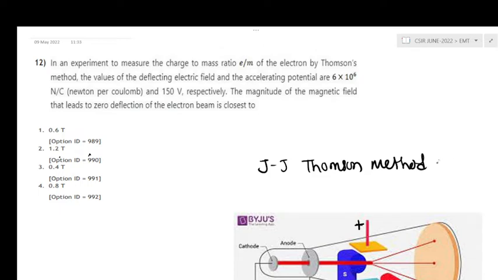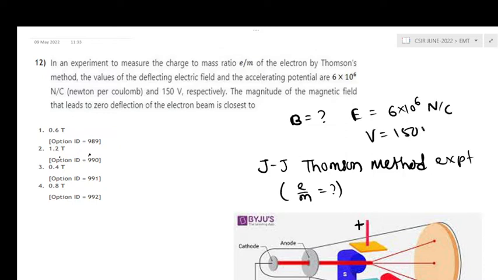J.J. Thomson method experiment gives us the e by m ratio. But here our question is we have to find out the magnitude of B for which the deflection of the electron beam is 0. Given here, electric field is 6 into 10 to the power 6 Newton per Coulomb and voltage is 150 volt. Let's see what is the J.J.